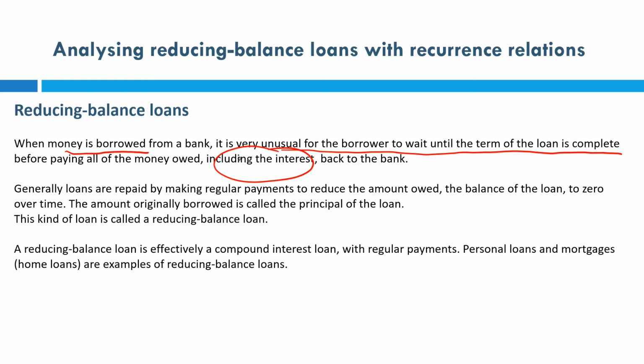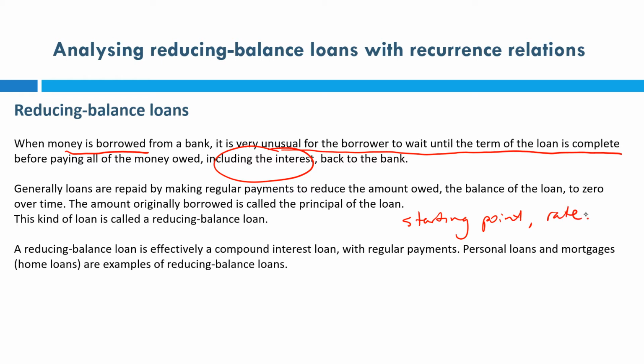So generally a loan is made up of a couple of things. The first thing, our starting point. Secondly, the rate of interest. And thirdly, the repayments. In the scenario of a personal loan or a mortgage, that's how that would work.